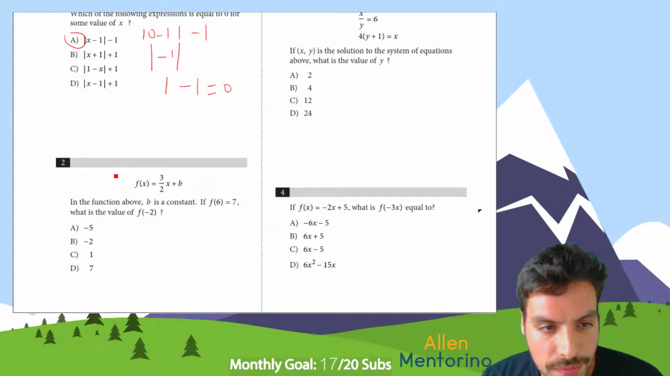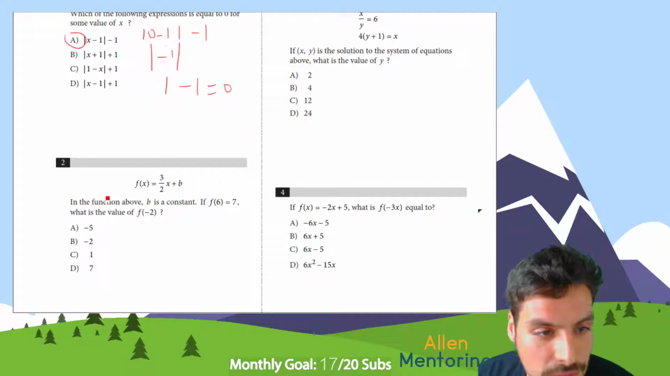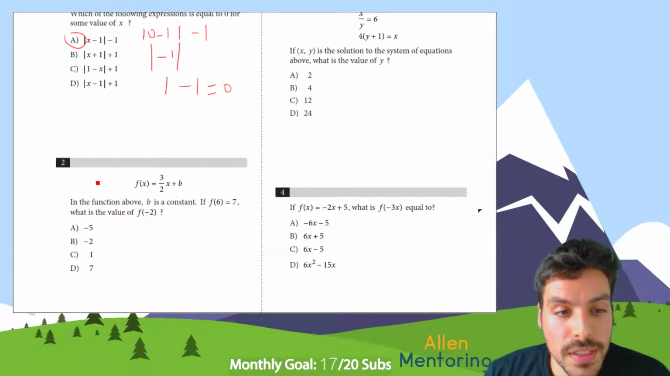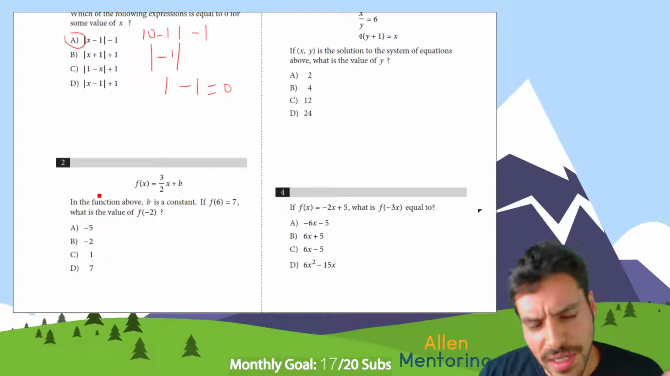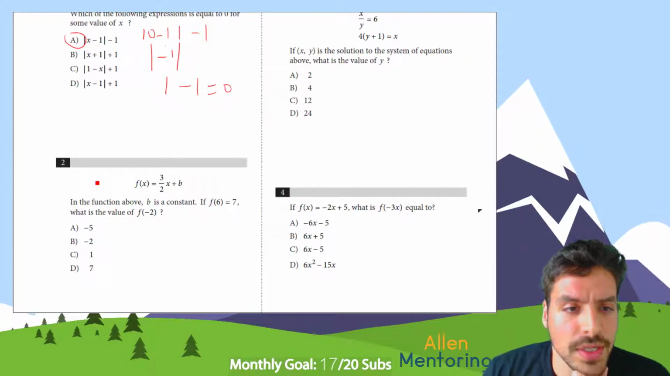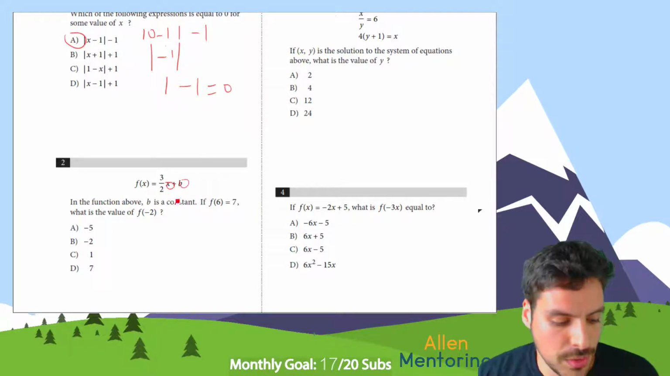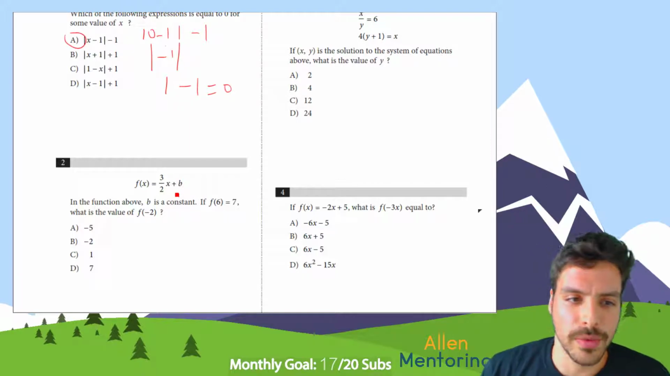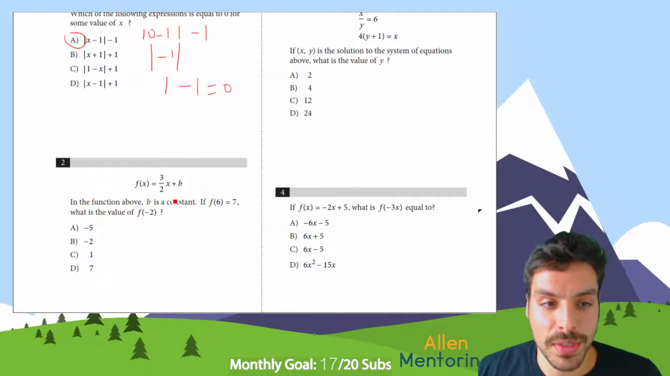In the function above, b is a constant. If f of 6 is equal to 7, what is the value of f of -2? This is a popular type of problem, and I'm kind of surprised to see it this early. It's usually a semi-intermediate level problem. But what you notice is that you have an x and a b. So you have two mystery variables, or as they say, b is a constant, but we don't know what it is. So there's two mysteries here.